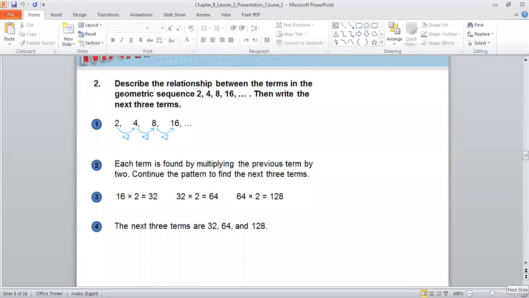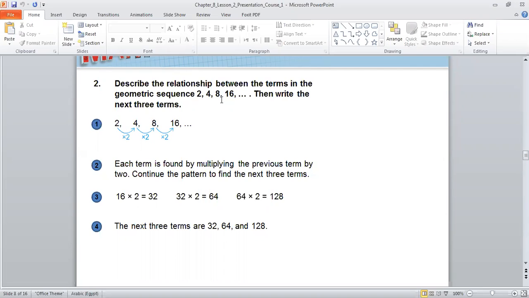Look with me at question number 2. Describe the relation between the terms in a geometric sequence. I have now a geometric sequence, or I can call it a geometrical sequence. The first term is 2, the second term is 4. What happened? I add 2, maybe. 2 becomes 4, I add 2. 4 becomes 8, I add 4.